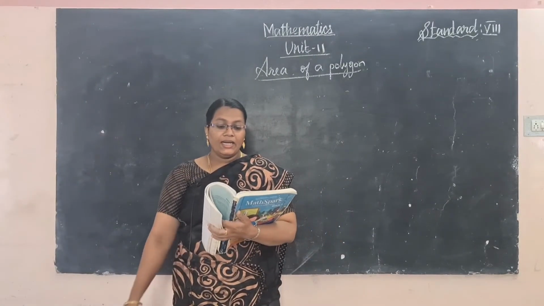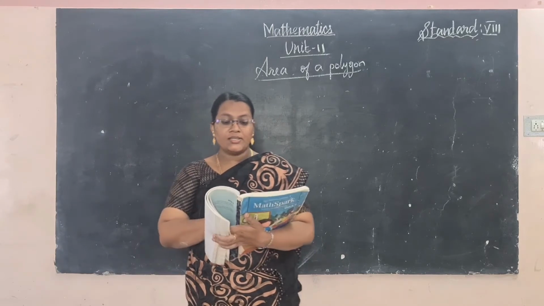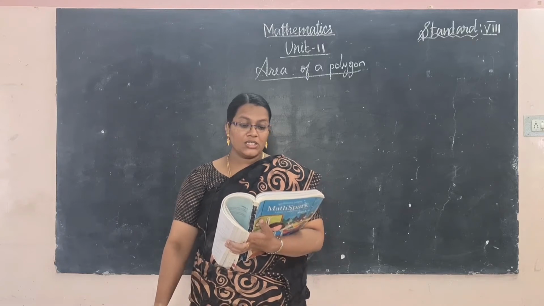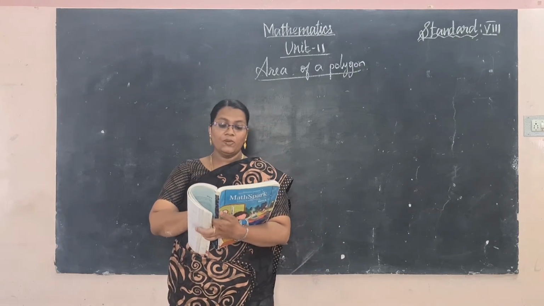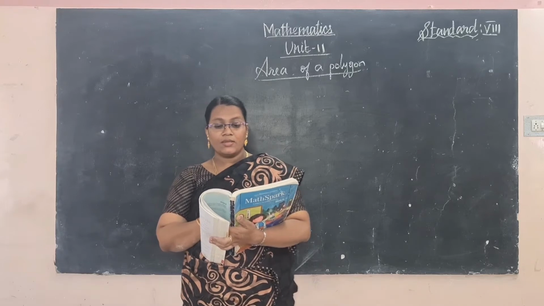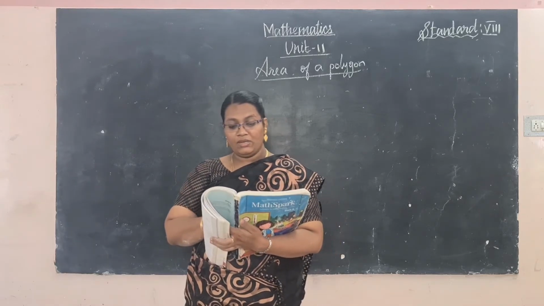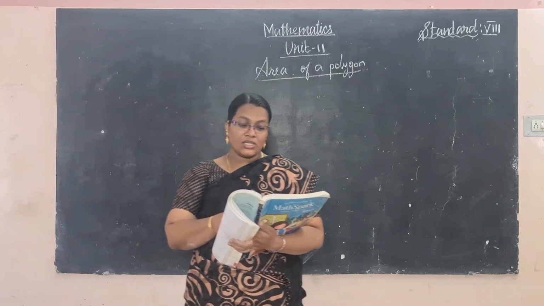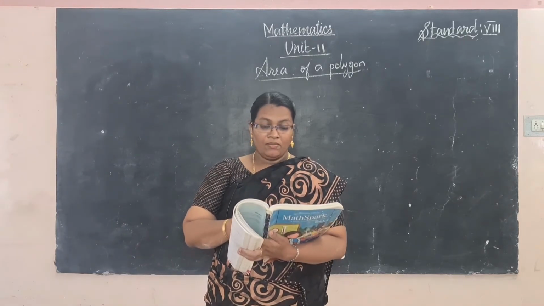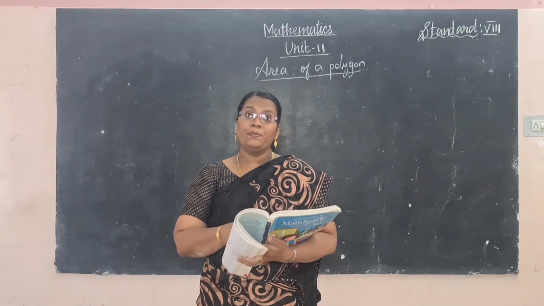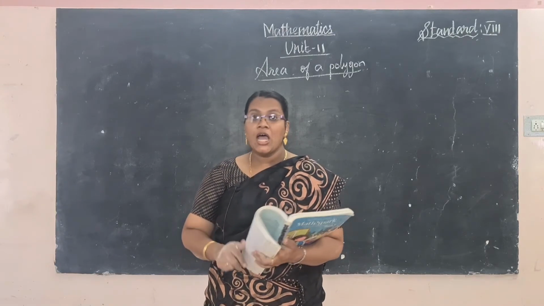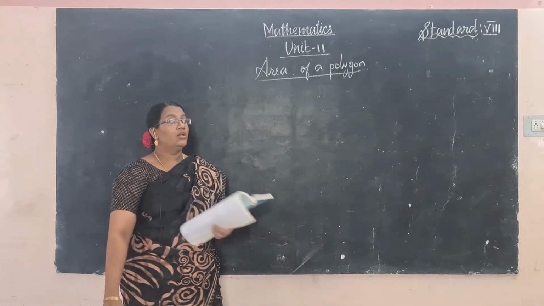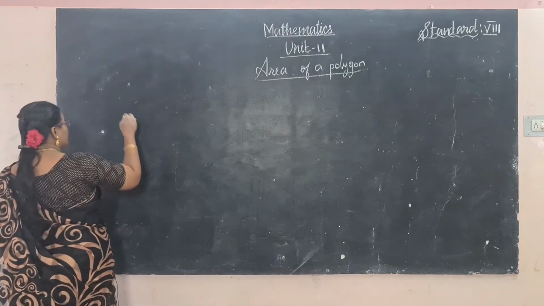Example 1. A diagonal of a quadrilateral is 30 cm long and the lengths of the perpendiculars on it from the opposite vertices are 5.6 cm and 7.4 cm. Find the area of the quadrilateral. So the diagonal D is given as 30 centimeter and perpendicular means height. So heights H1 and H2 are given. So what is the formula for area of the quadrilateral?